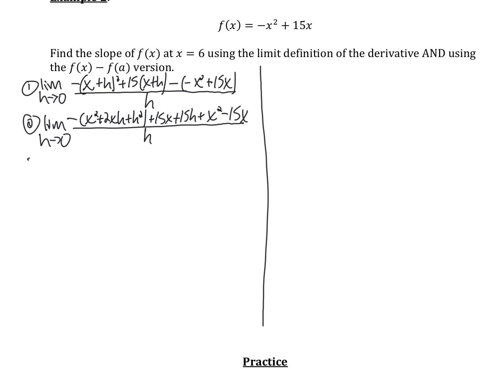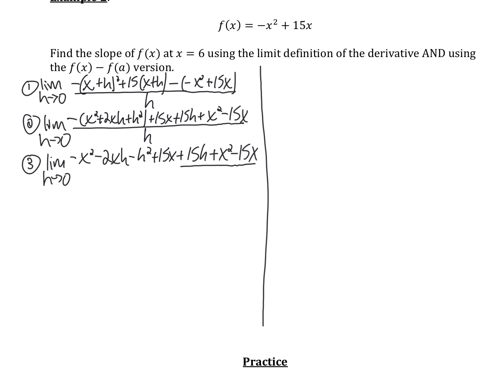We're going to continue to distribute. So step 3, the limit as h approaches 0 of negative x squared minus 2xh minus h squared plus 15x plus 15h plus x squared minus 15x. You can see it's very easy to make a mistake if you're not being careful. Step 4, let's see what crosses out. Looks like my x squareds cross out. Looks like my x's cross out.